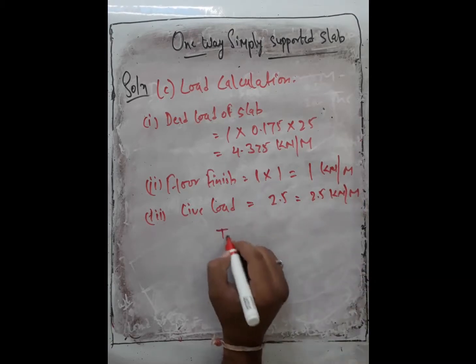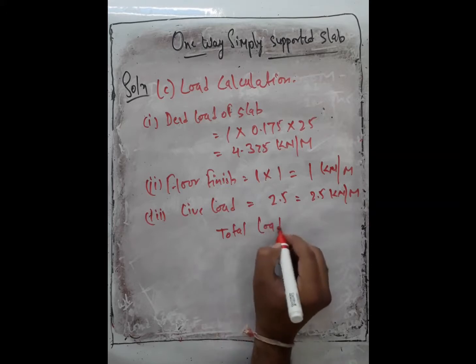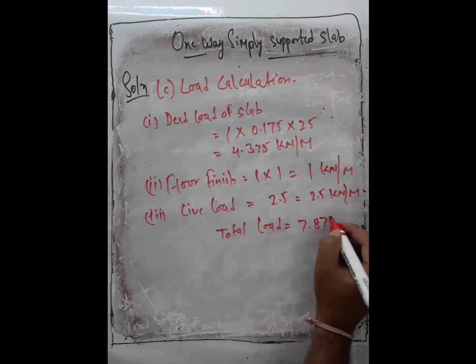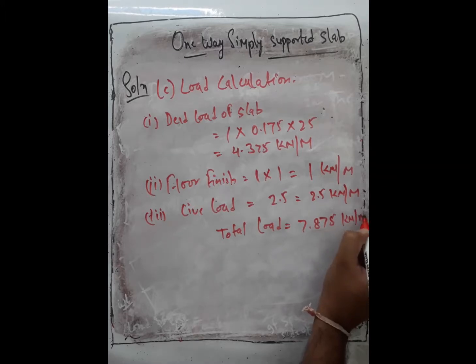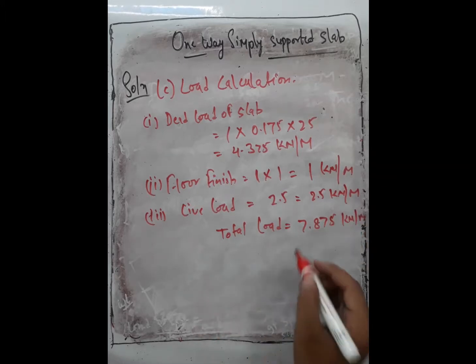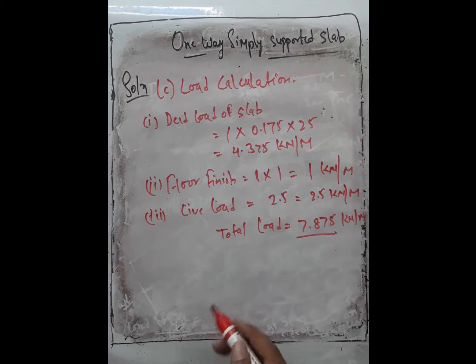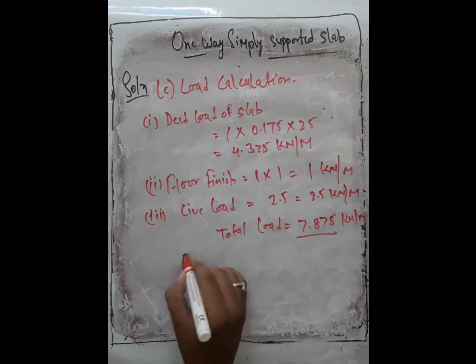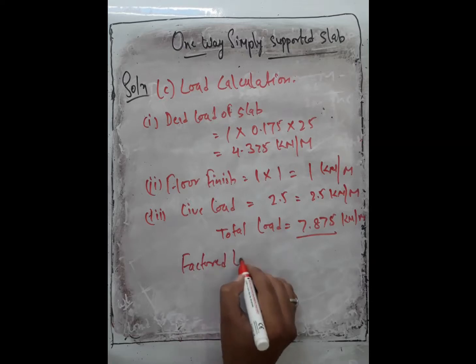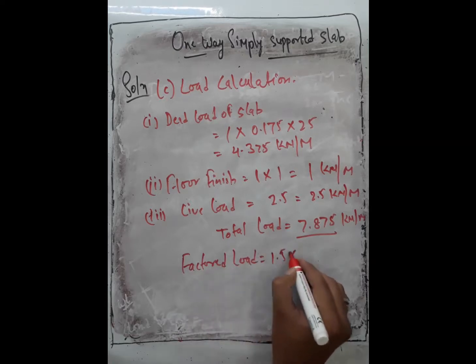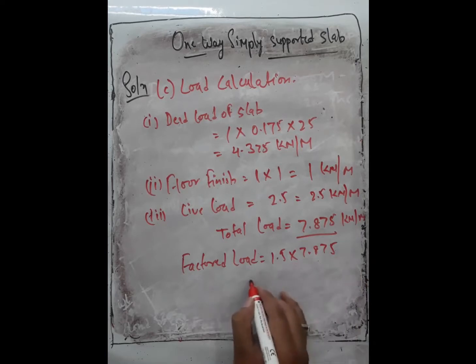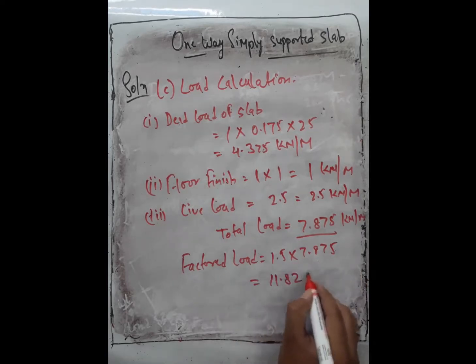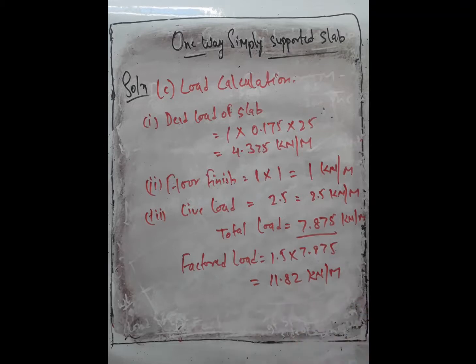Okay. So total load is equal to 7.875 kilonewton per meter. But this load is the unfactored load. Now we have to convert this load into factored form. So factored load is equal to 1.5 into 7.875. Here we get 11.82 kilonewton per meter. This is the UDL or total load, 11.82 kilonewton per meter.